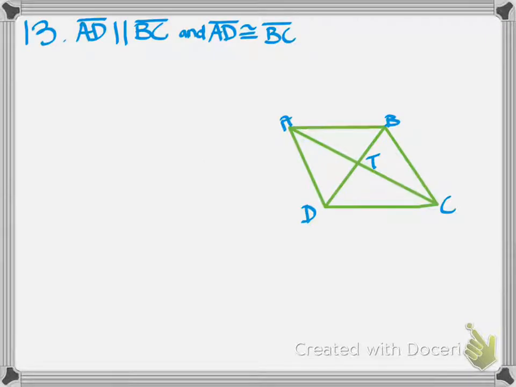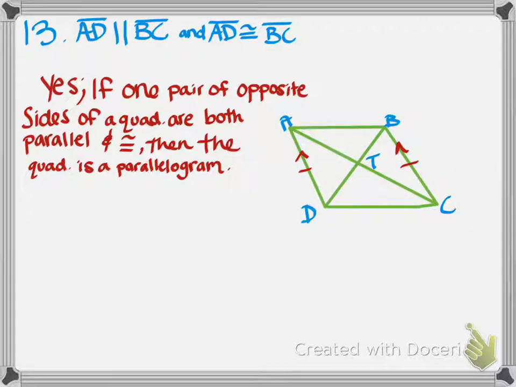So AD is parallel to BC and AD is congruent to BC. And we can deduce that the quadrilateral is a parallelogram because if one pair of opposite sides of a quadrilateral are both parallel and congruent, then the quadrilateral is a parallelogram. So AD and BC. So yes, we can definitely deduce that this quadrilateral is a parallelogram because of these two right here.